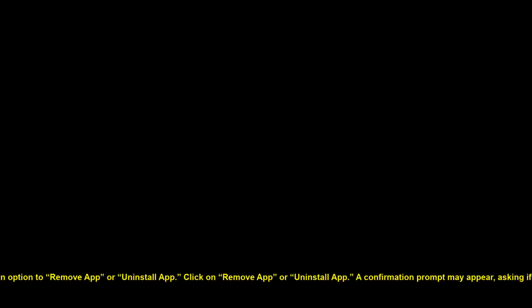Within the Settings menu, you should see an option to remove app or uninstall app. Click on Remove app or uninstall app. Confirm your choice to proceed with the uninstallation. After confirming, the Zendesk app will be removed from your Slack workspace. You should see a message indicating that the app has been successfully uninstalled.